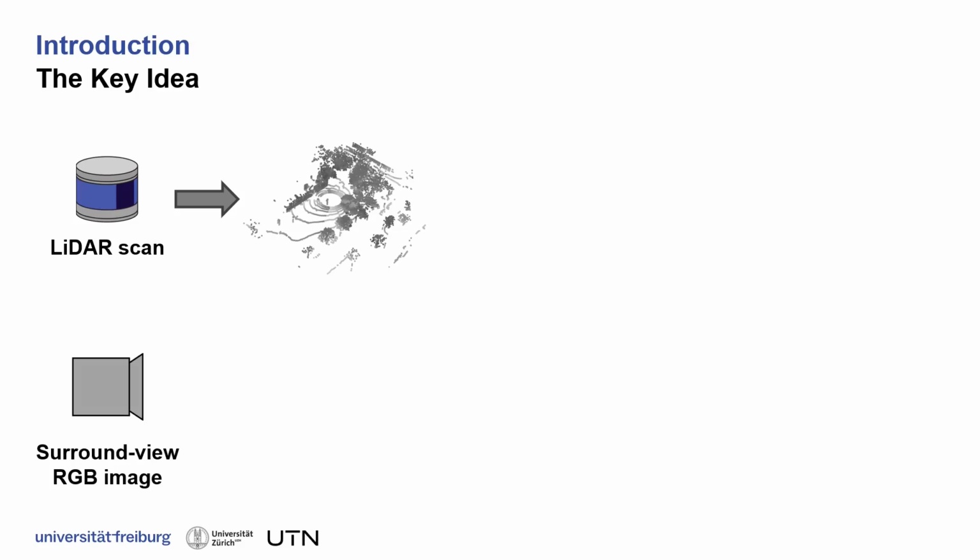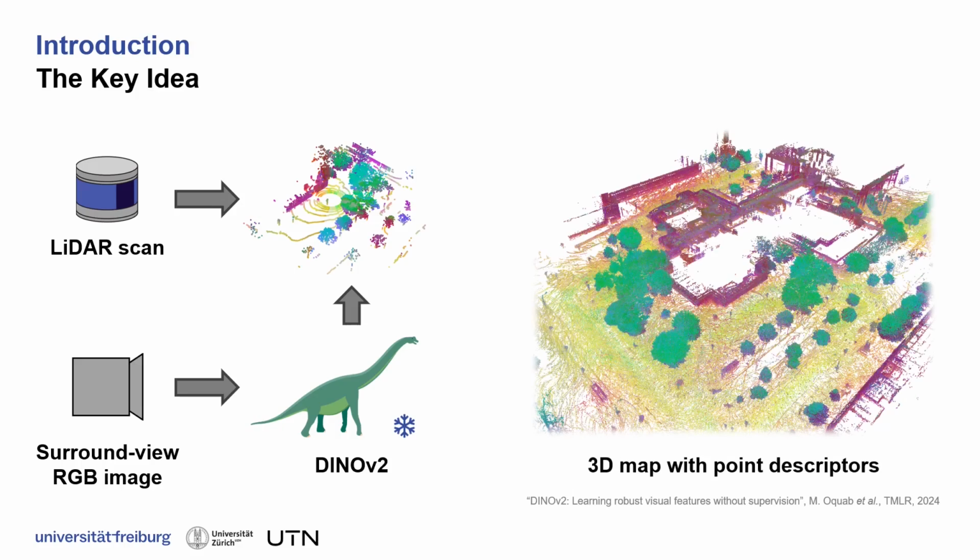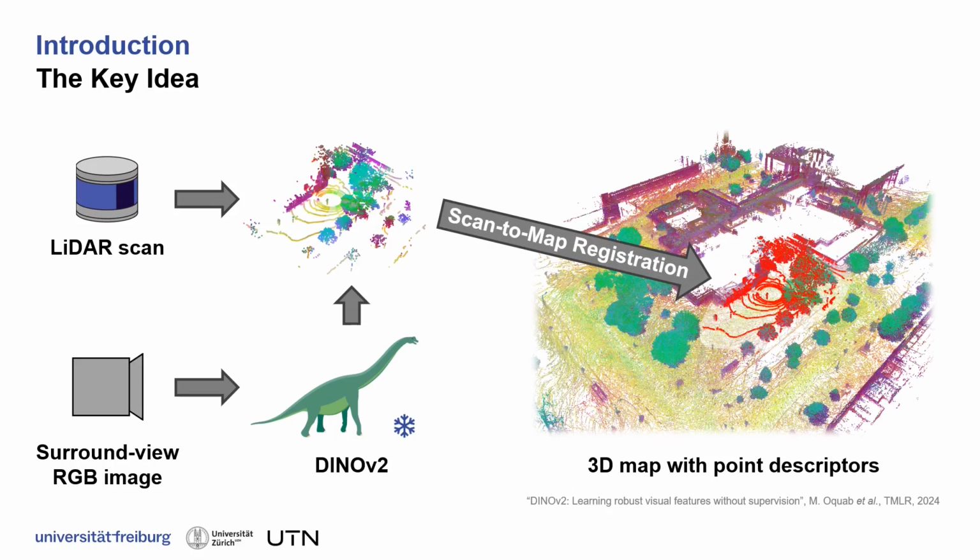Our method involves feeding the surround view image into a frozen DINOv2 model, from which we extract image features that serve as point descriptors for the LiDAR scan. This process can be performed online during test time, but it can also be applied during the mapping phase, resulting in a 3D map with associated point descriptors. By establishing correspondences between these descriptors, we can perform scan-to-map registration using traditional techniques such as RANSAC.